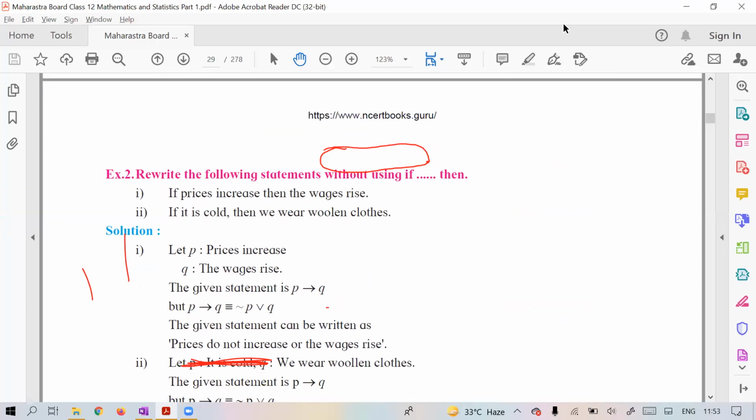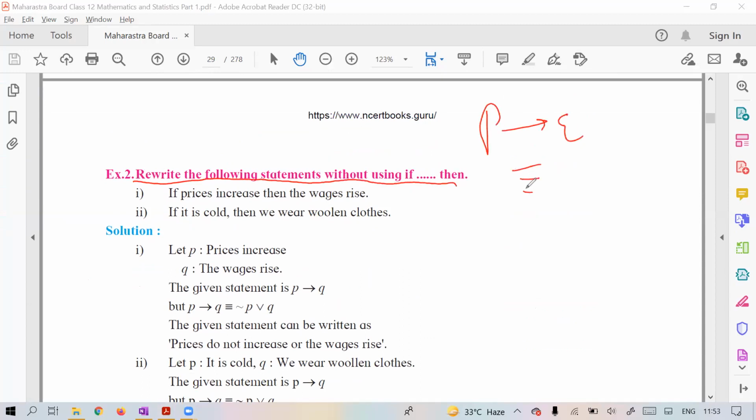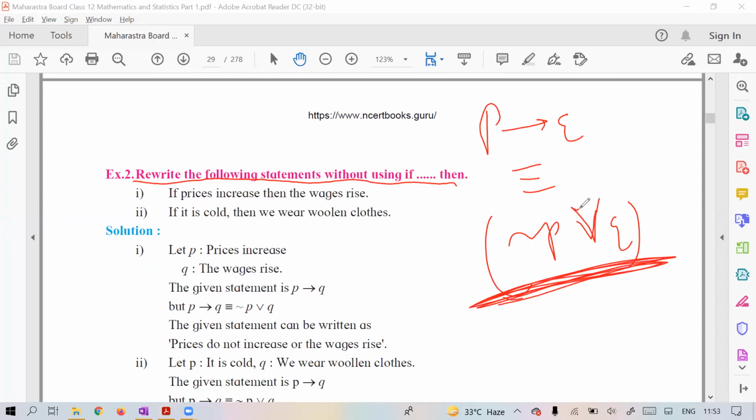Example 2. What they are saying is, rewrite the following statement without using if-then. P implies Q is equivalent to not P or Q. So you can write P implies Q as not P or Q. You can write it like this.